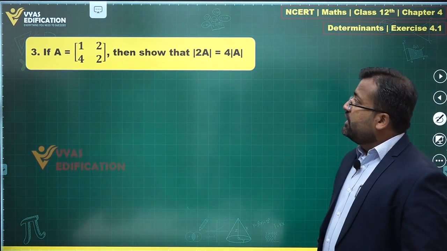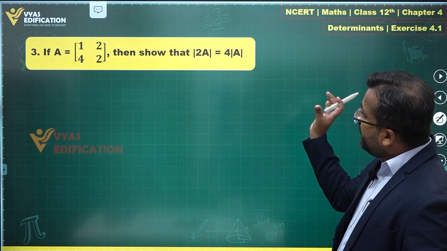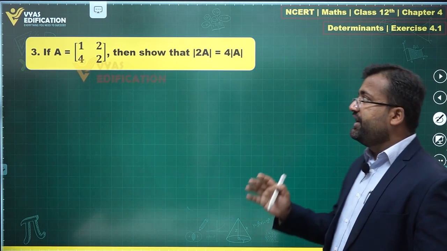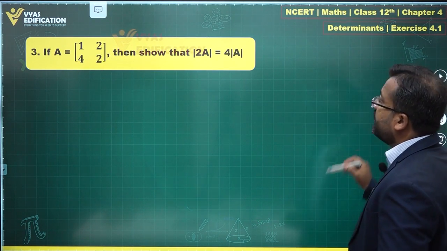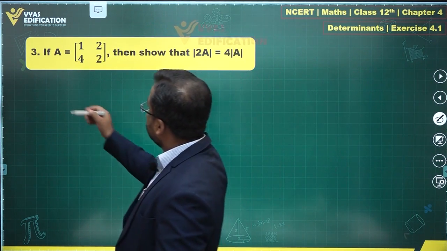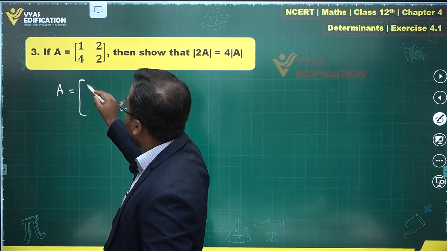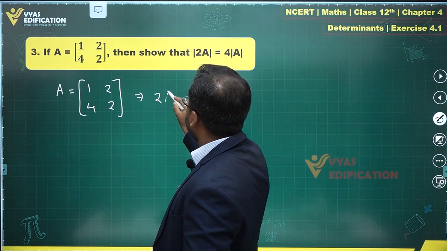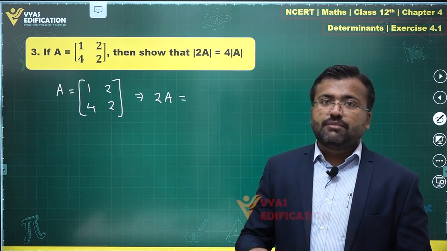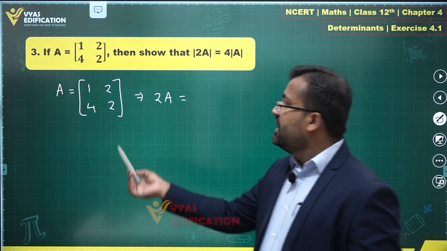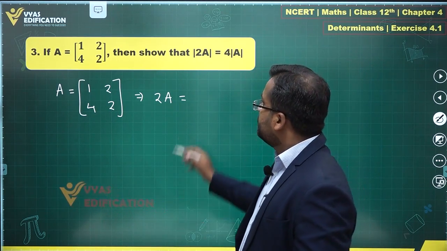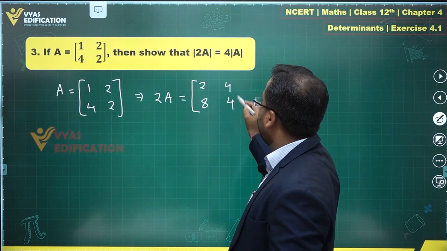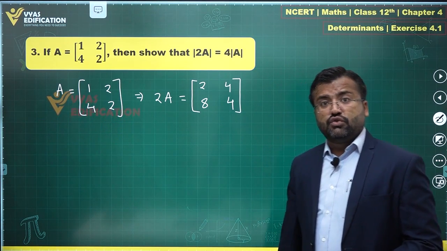If A equals [1, 2; 4, 2], then show that the determinant of 2A is equal to 4 times the determinant of matrix A. Let's see how do we get that. How do we solve this? This is a matrix A. So given A equals [1, 2; 4, 2], what is the matrix 2A equal to? The matrix 2A can be obtained by multiplying each element of this by 2. So each element of this when multiplied by 2 becomes [2, 4; 8, 4]. Is that okay? Yes, this is 2A.